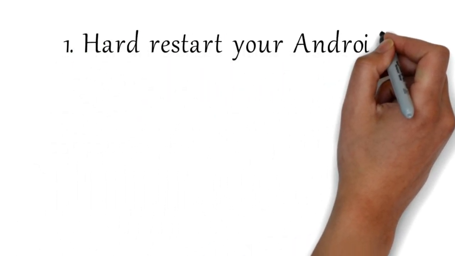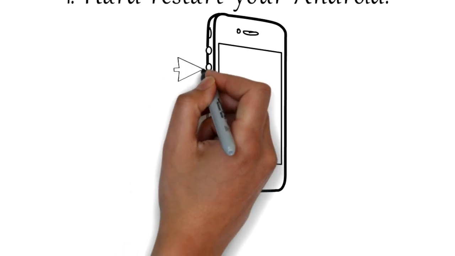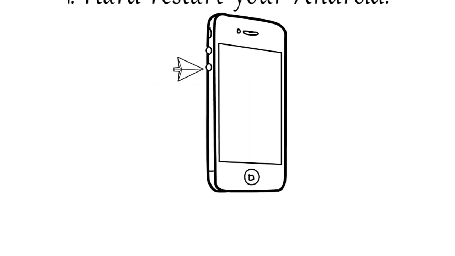1. Hard restart your Android. Press and hold down power and home together until the display goes dark. Then, power your device on.